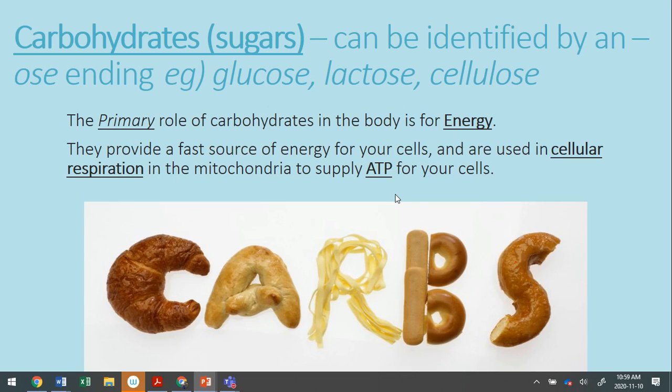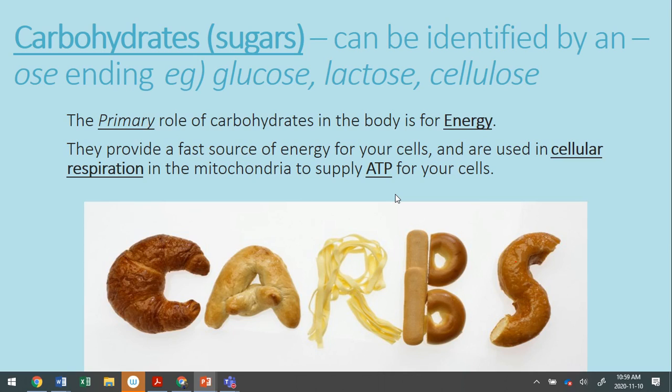So what I want to talk about today, I want to get started on talking about carbohydrates. Okay, so carbohydrates are a macronutrient. And believe it or not, carbohydrates should make up the bulk of your diet. In fact, carbohydrates should make up about 60 to 70% of your actual daily intake of food.